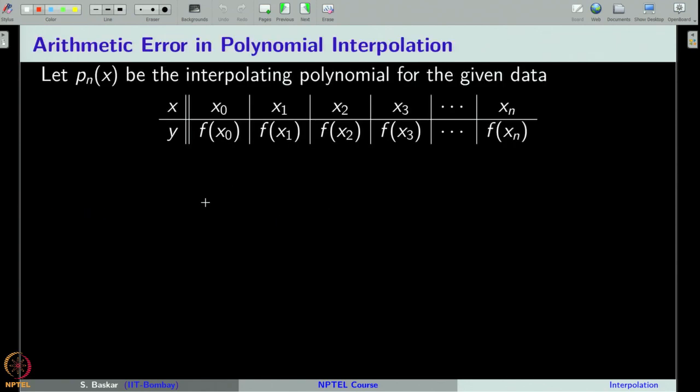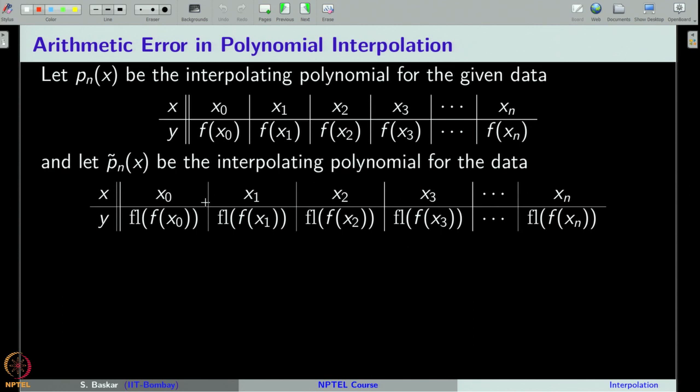That is, when we are given a data set, we are supposed to construct the polynomial Pn of x as the interpolating polynomial of the data set. However, when we go to feed this data on a computer, the computer makes the floating point approximation, and due to that, the data set that is taken by the computer to construct the interpolating polynomial will be slightly different from what we wanted it to consider, right?